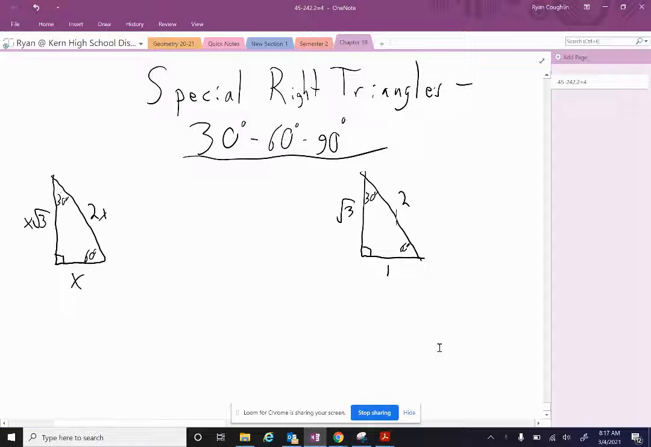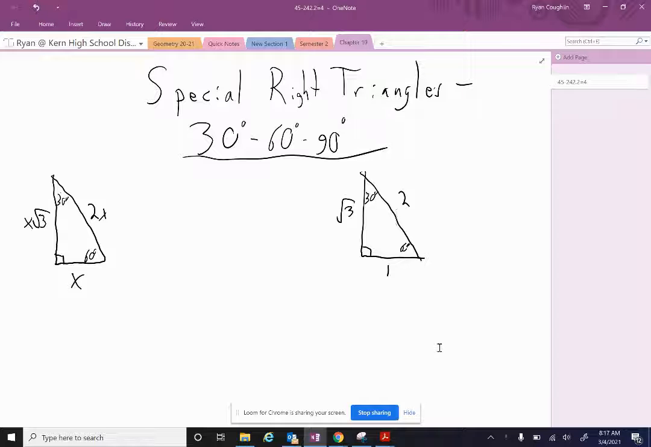All right, we're going to start special right triangles. There's going to be two of these special right triangles. We're going to learn and go over this chapter. There's only two of them overall, so we're going to cover both of them. The first one is 30, 60, 90.